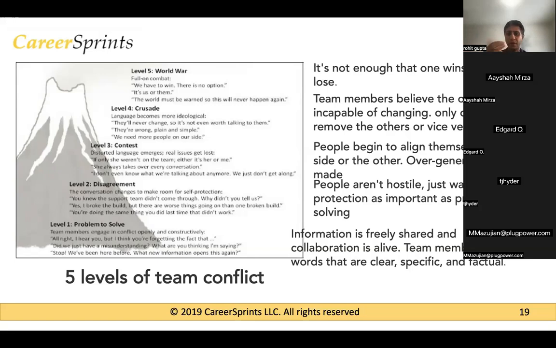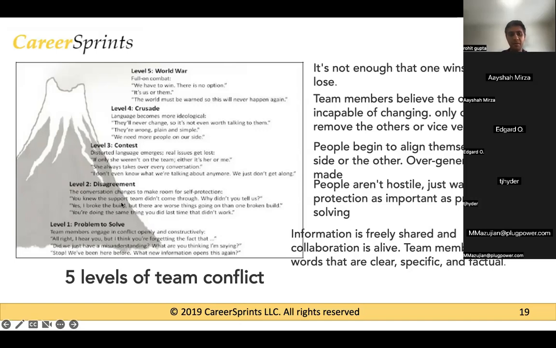And if you look at the statements under problem to solve, it says, all right, I hear you, but I think you're forgetting the fact that. Then another could be, did we just have a misunderstanding? What are you thinking I'm saying? So, maybe the other person misinterpreted something in a wrong way and you're trying to just clarify that. So, like I said, people are more open to talk about things and solve the problem, right? They are not becoming defensive here, so this is not a point where people are using self-protection techniques or being defensive.